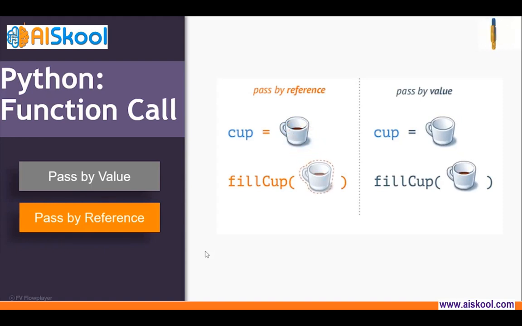Here on the screen is a very good example of pass by reference and pass by value. In pass by reference, you are filling a cup using the reference of the cup, and in pass by value, you are actually filling the cup using some values. So this was all about how you can define a function and how you can call it in Python.